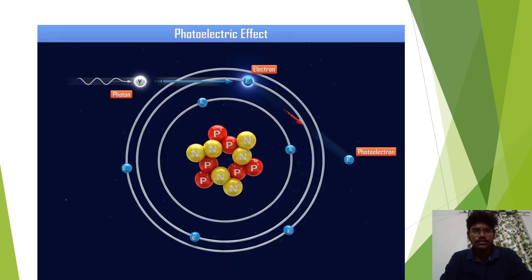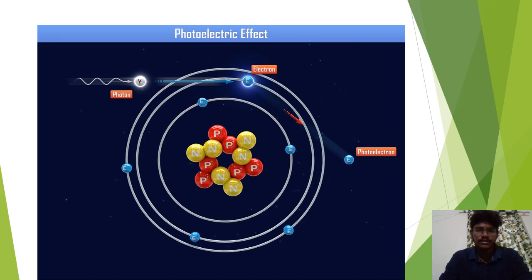And in this picture we can see the photoelectric effect. Here the photon is attacking the electron. After the photon attacks the electron, which is absorbed by the metal surface in an atom, then the photoelectron is ejected from the metal. Here the photoelectric effect takes place.